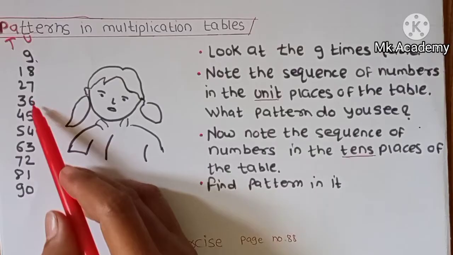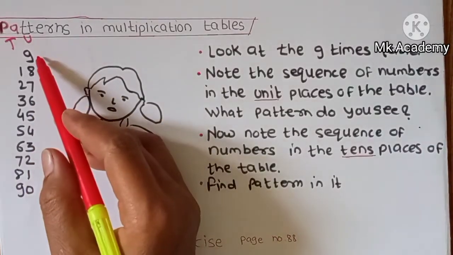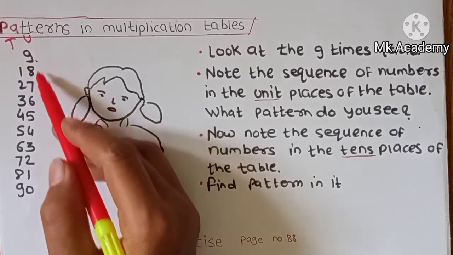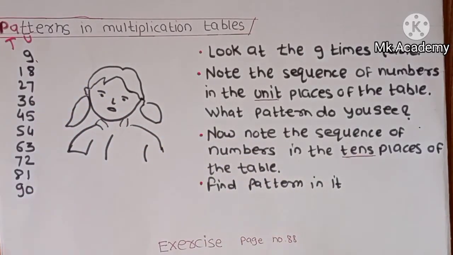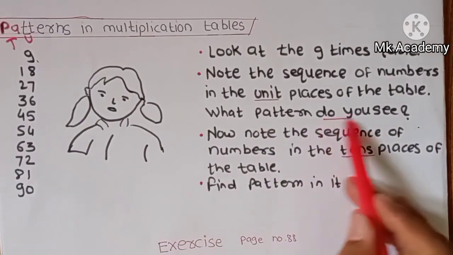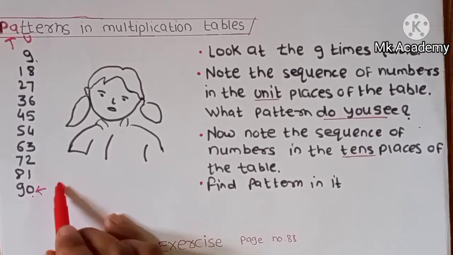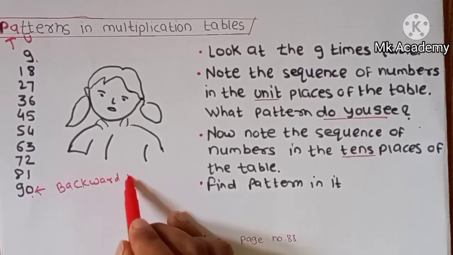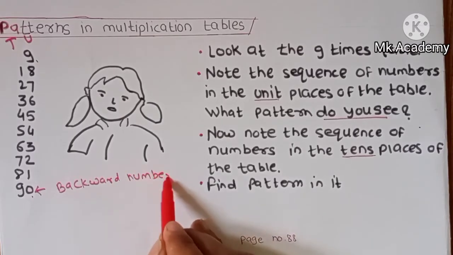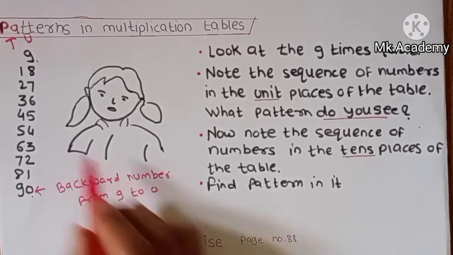Here 9, 8, 7, 6, 5, 4, 3, 2, 1, 0. Means we have to write down backward numbers. See, these are backward numbers from 9 to 0. What is the pattern? Do you see what the pattern is? In this unit place there are backward numbers from 9 to 0 in the unit place.